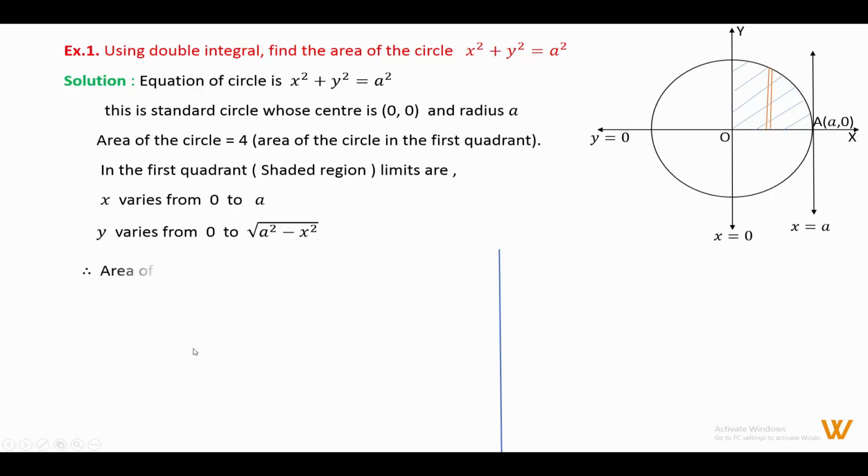And therefore the area of this circle equals 4 times the area of this circle in the first quadrant. In the first quadrant the limits of integration are: integral x varies from 0 to a, integral y varies from 0 to square root of a square minus x square, dy dx.